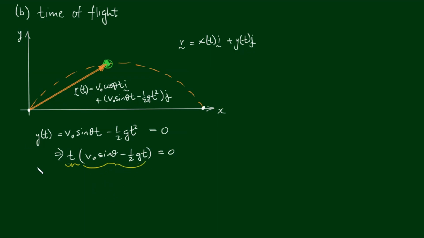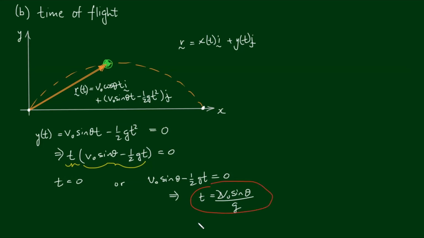So we have t being equal to 0 at the start of the flight, or v0 sine theta minus a half gt equals 0. And I'll rearrange this for t to get a half gt equals v0 sine theta. Then gt equals 2 v0 sine theta. And finally, t equals 2 by v0 by the sine of theta on g. So this here is the expression for the time of flight.